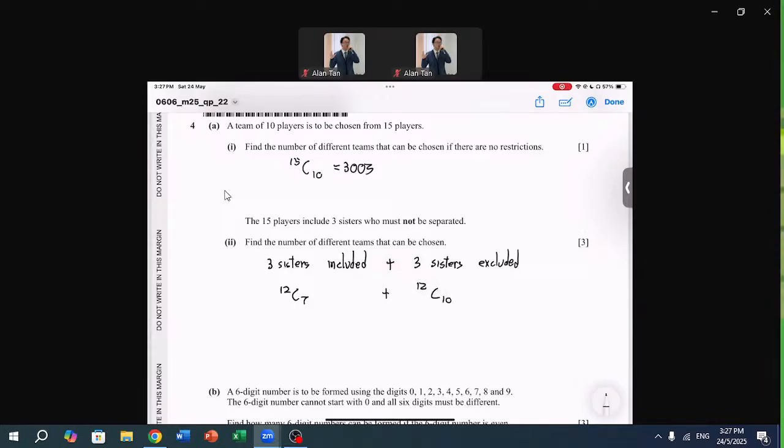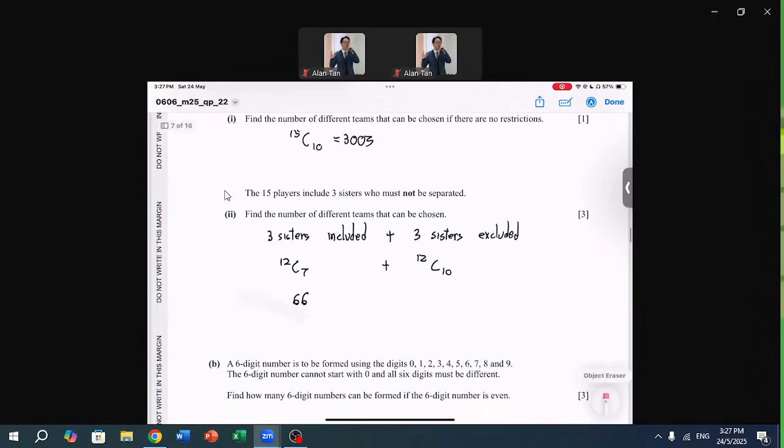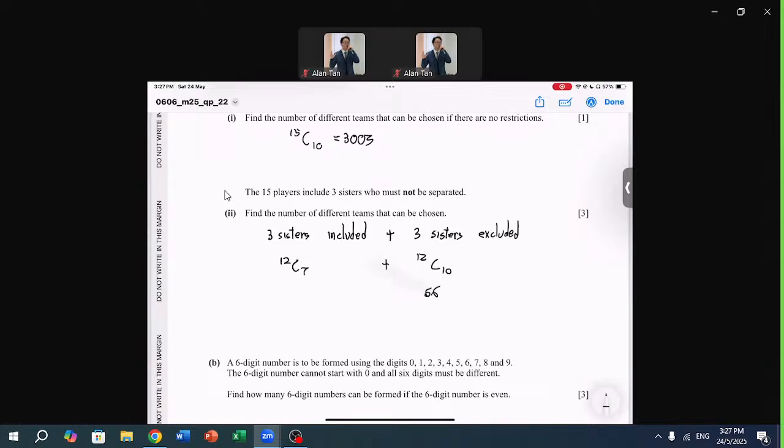So pressing the calculator, 66 plus 792 is 858.